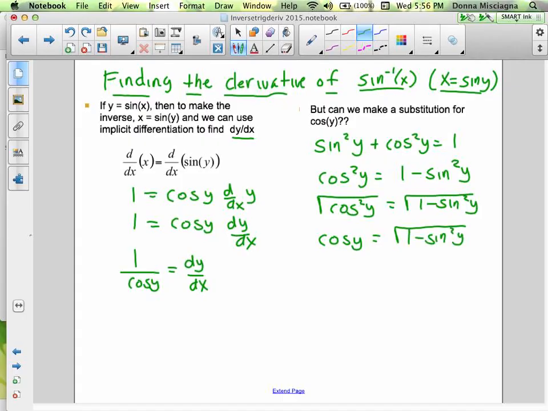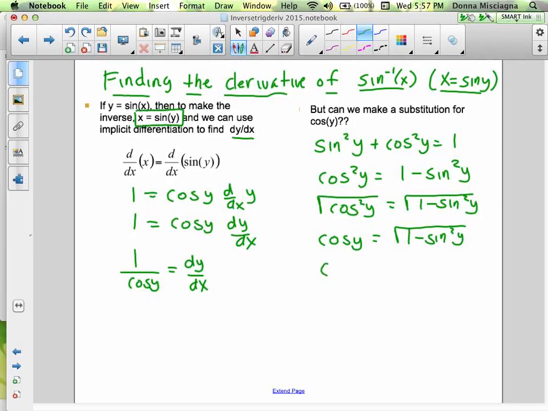So we could replace that cosine y with the square root of 1 minus sine squared y. And now you're probably thinking, that's even worse. Now not only do you have a y, you've got a radical in there and you've got an expression. Oh, this is just not getting any better. Or is it? At the very beginning of the problem, I said that x equals sine y. So if x equals sine y, conversely, sine y must equal x. Any place that we see a sine y, we could replace it with an x.